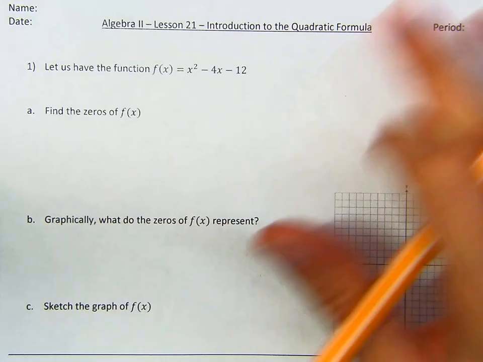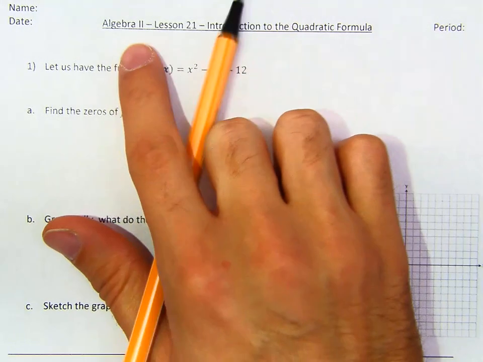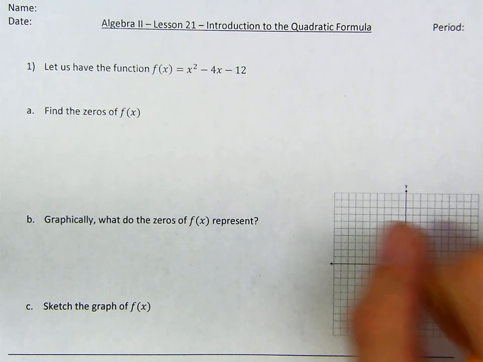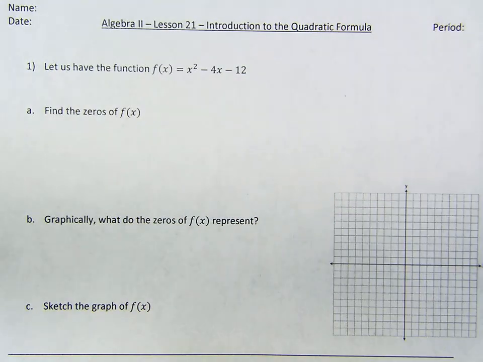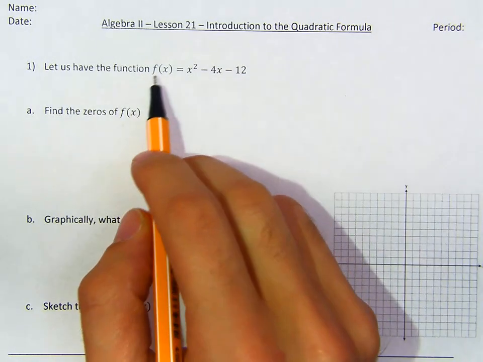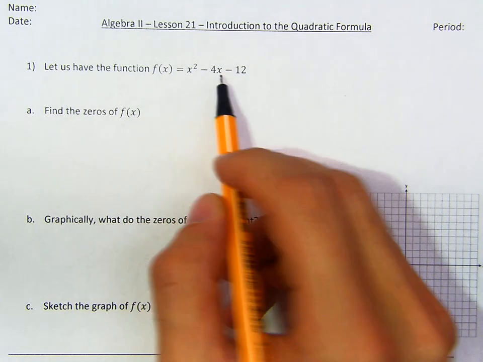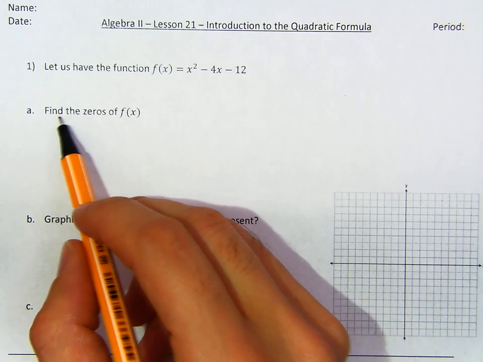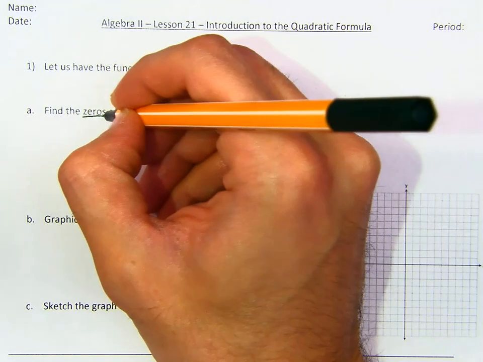All right, welcome everybody. Let's do this Algebra 2, Lesson 21. Okay, let's have this little warm-up, and it shouldn't be too bad. It says, let us have this function, f of x equals x squared minus 4x minus 12. It says, find the zeros of f of x.